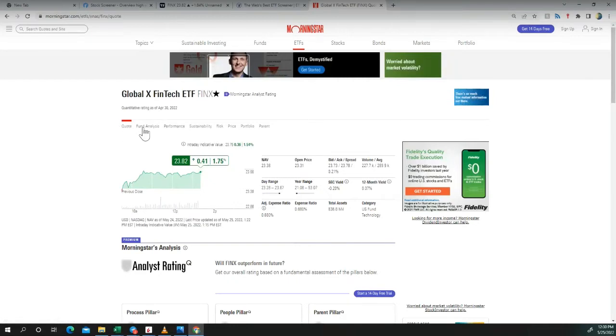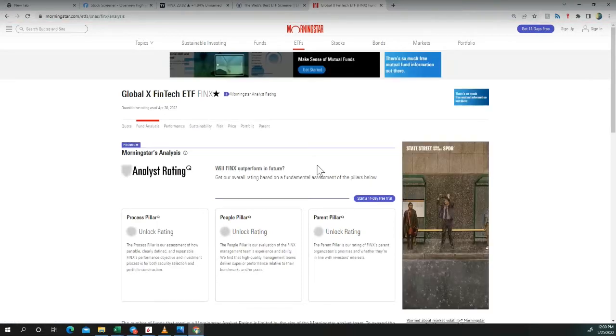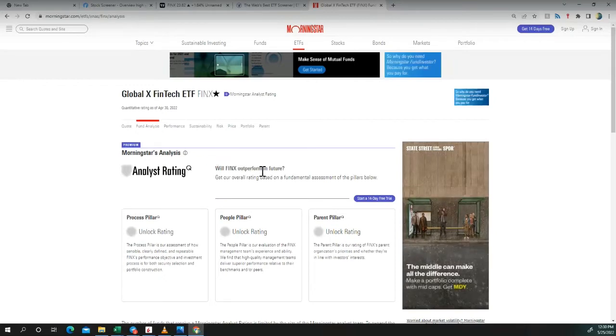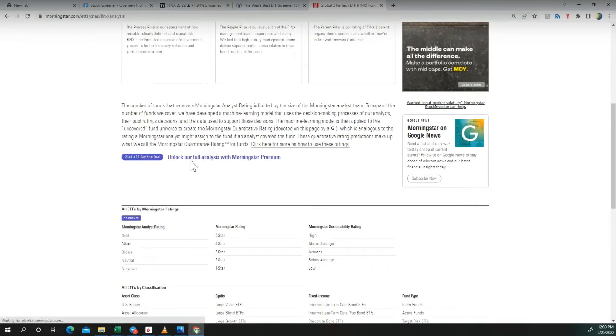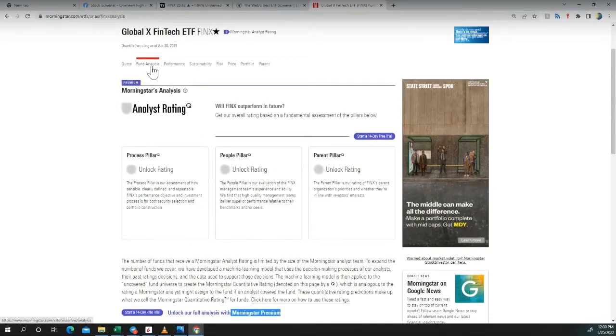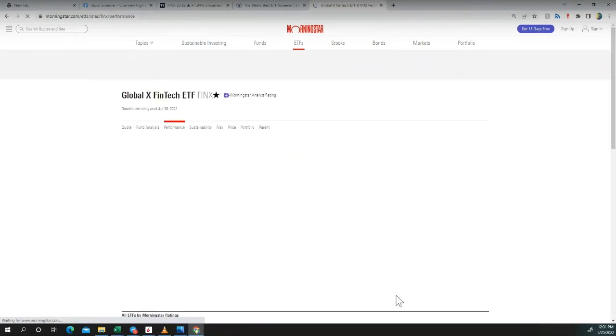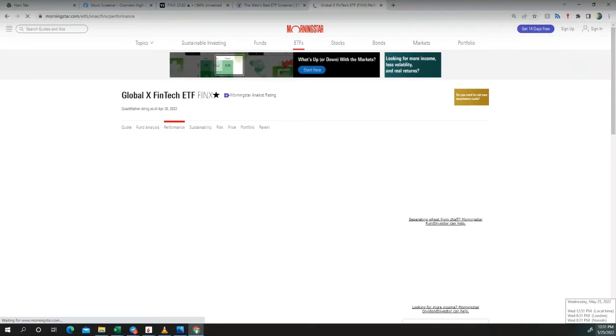So we go to fund analysis, where you'll find other people who've analyzed the ETF and what they say about it. So that's under the analysis part. And if you look at it, you need a premium subscription to see what other financial advisors have said about this ETF. So that's out of the question right now, because we only have a regular subscription. Then you go to performance, then you can see how it has performed over the last, I don't know how long, or however long you would wish to check.